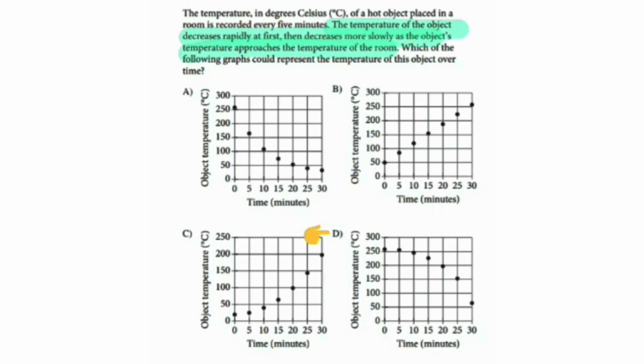If you read the second line of the statement, the temperature of the object decreases rapidly at first, then decreases more slowly as the object's temperature approaches the temperature of the room. If we look at D, the temperature slowly decreases, while the statement says the temperature decreases rapidly. Can you see D? The height of the dot decreases slowly. It means the temperature decreases slowly in D, while the statement says the temperature of the object decreases rapidly at first.